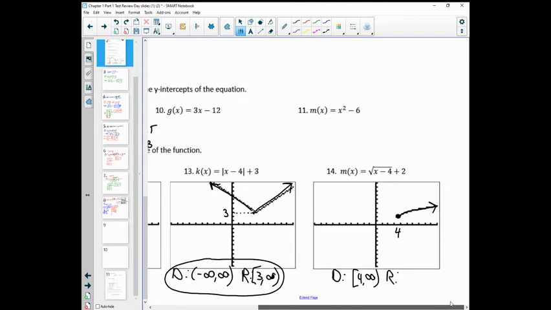The range, we're going to look from bottom to top. The bottom part of this graph is at 2, and I'm going to use a bracket there because it's an actual point on the graph at 2. And how far high it goes up, it just keeps increasing, going upwards. So it goes to positive infinity with a parenthesis there because infinities always use parentheses. So that's a little review for you over domain and range of functions.